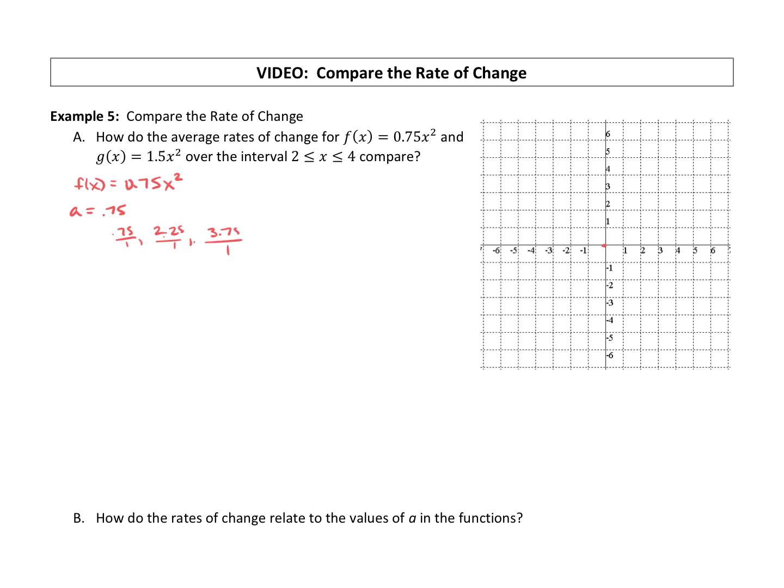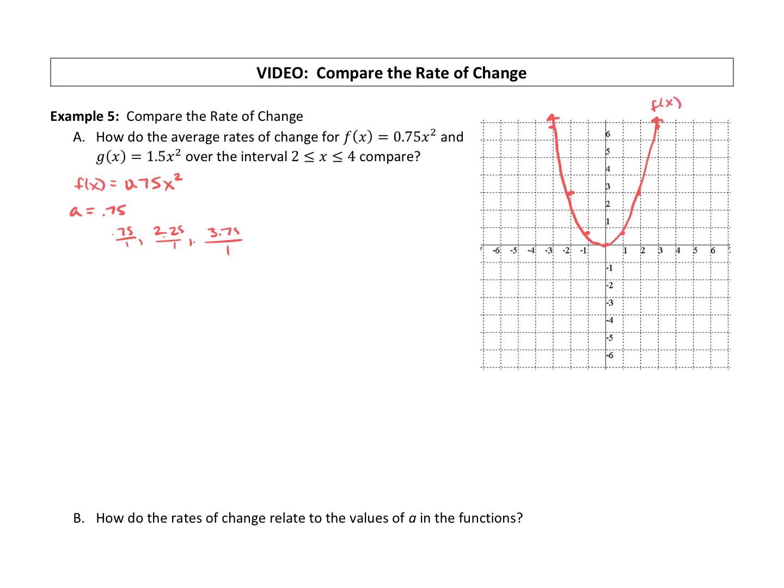So let's plot those points. We're at the origin. You go up, and we're just estimating. Up 0.75 over 1 is about there. Up 2.25 over 1 should put us right there. And up 3.75 over 1 is right about there. So let's mirror that on the other side. Up 0.75 to the left one, up 2.25 to the left one, and up 3.75 to the left one. And this is our f of x function.